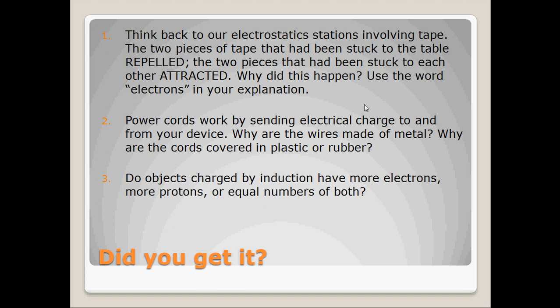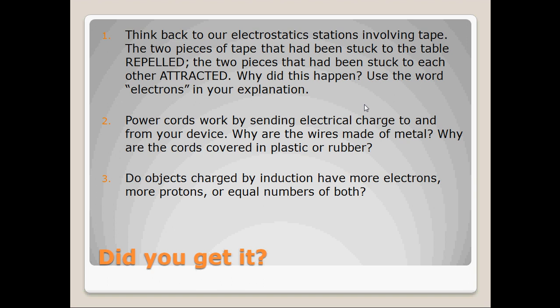Last of all, think about an object that's being charged by induction. Does it have more electrons, more protons, or an equal number of both electrons and protons? Take a moment to think about this. If you need to pause the video to give yourself a little more time, that's no problem.